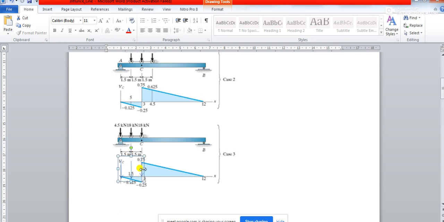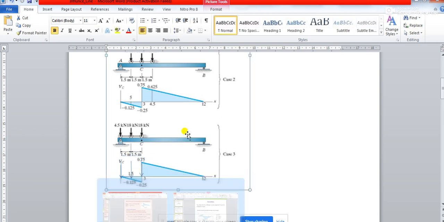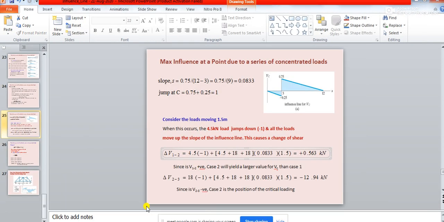So if you go to the presentation and see how you will be calculating, you see this 4.5 kilonewton load has just moved up. How much has it moved up? It has moved up by that slope, that is 0.0833. And what is the distance it has traveled? It has traveled a 1.5 meter distance. So you are going to get another value. Forget about the first part. First, this 4.5 kilonewton load has moved up a slope of 0.0833, and it has traveled a distance x2 minus x1, which is nothing but 1.5.